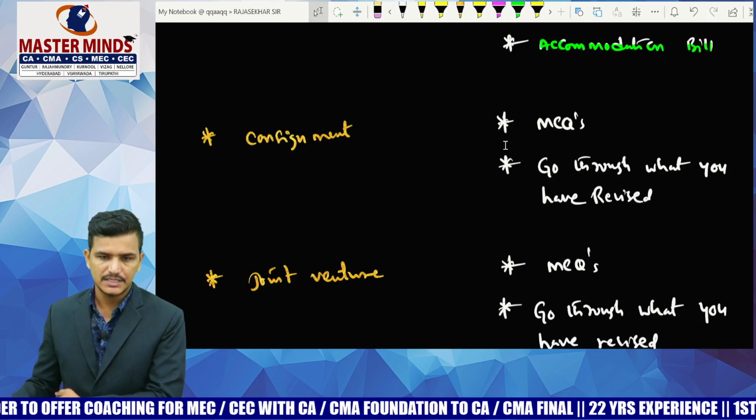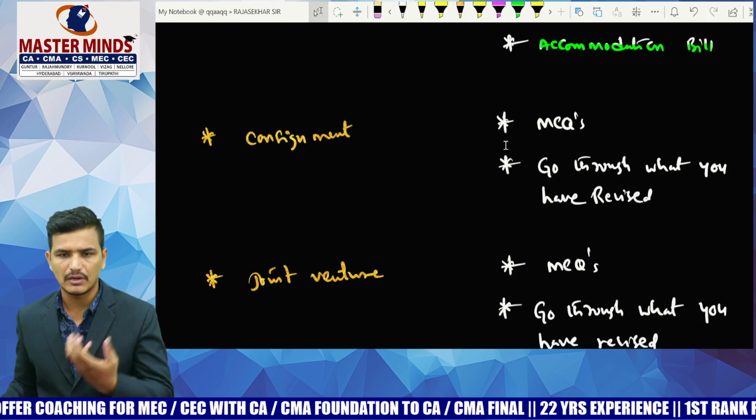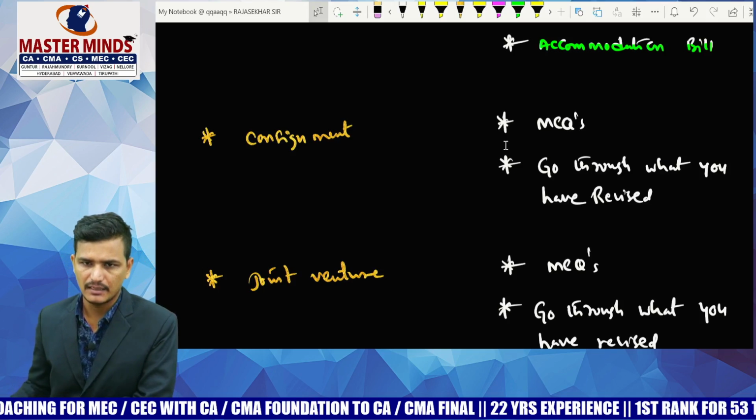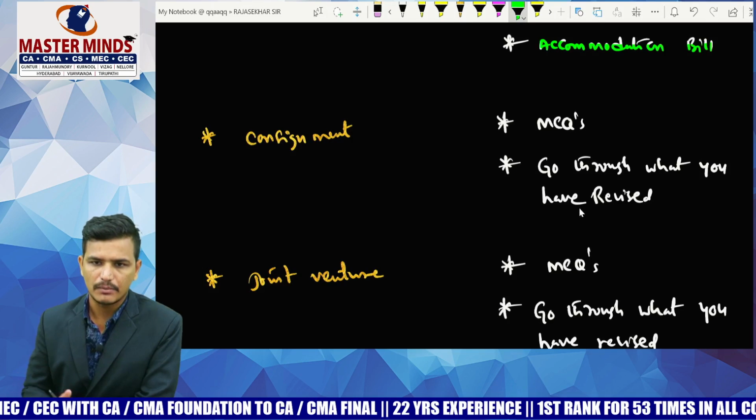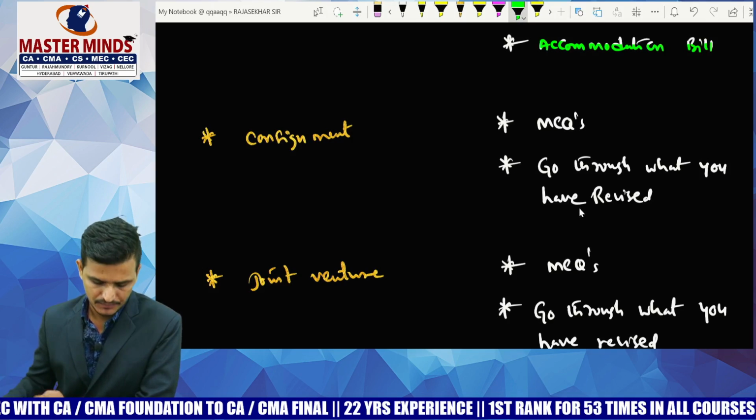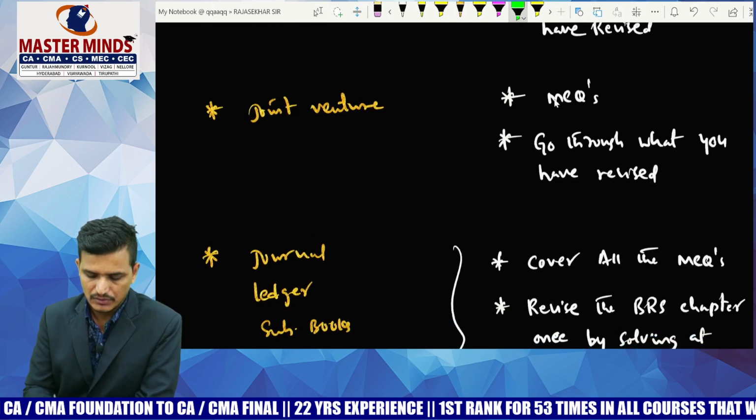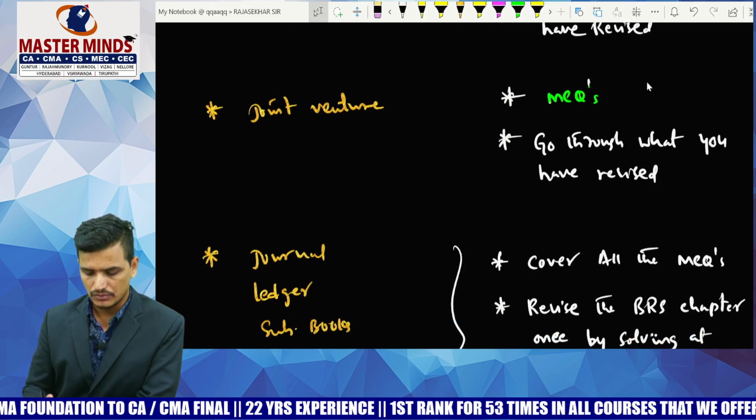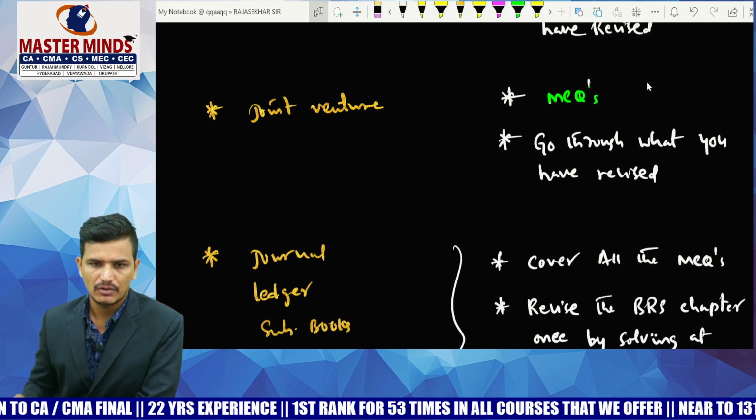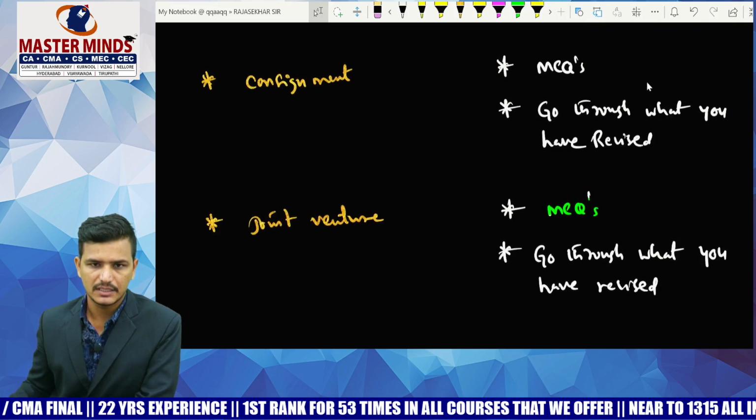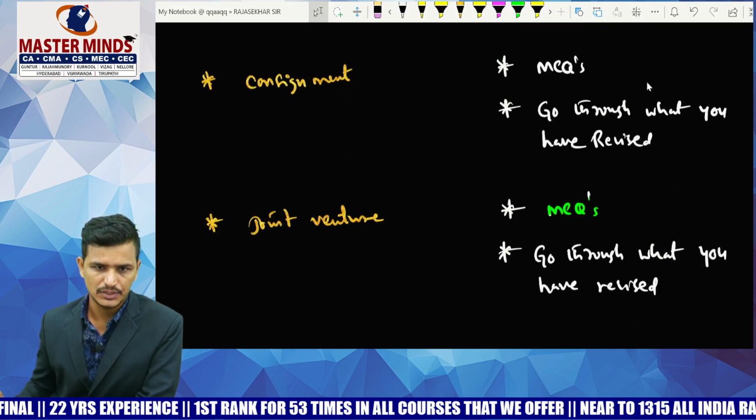Next, coming to the consignment chapter. In case of the consignment chapter, try to solve all the MCQs given in our MCQ material and go through this chapter, just to revise the topics you have covered in your revision time. And in case of joint venture also, cover all the MCQs and go through the topics you have revised in your revision time. If you have not revised these two chapters in your revision time, then you can simply skip these two chapters.